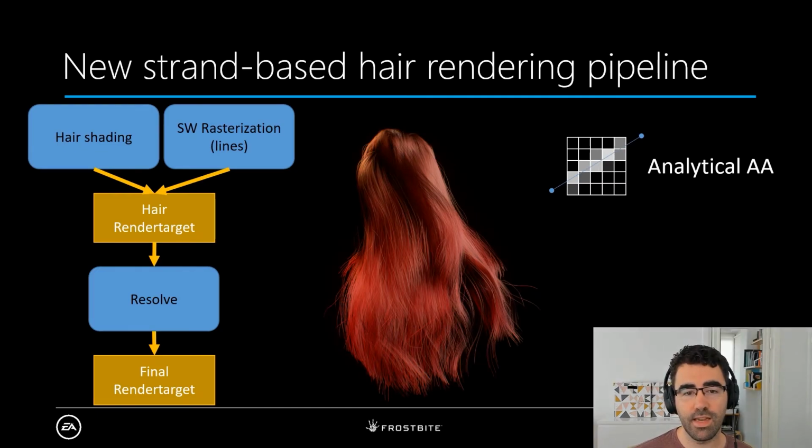But having the anti-aliased strands wouldn't really work without the ability to then properly compose them. And this is where our second feature comes into play. Because we're using a compute-based software rasterizer, we cannot rely on the hardware to blend our hair fragments together into the final image. And so we are forced to implement a custom blending strategy.